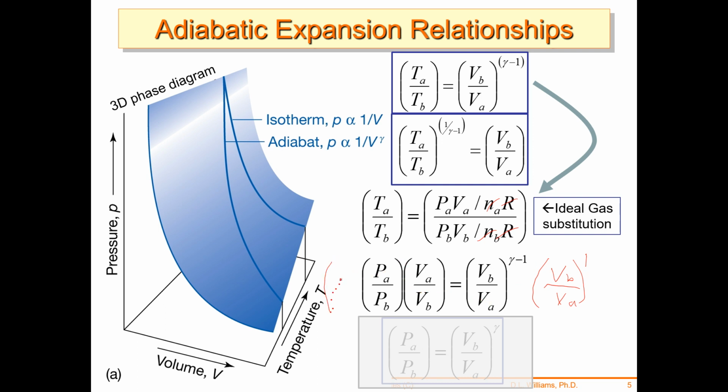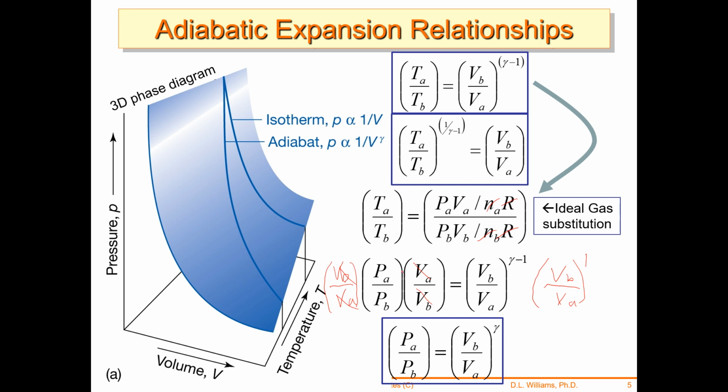I'm going to do something to an equation, so I've got to do it to both sides. VB and VA. And so now VA cancels here, and VB cancels there. And so now I have a relationship between pressure and volume. I started with temperature and volume. And so you can do this with all of the different combinations of state variables: pressure, temperature, and volume.